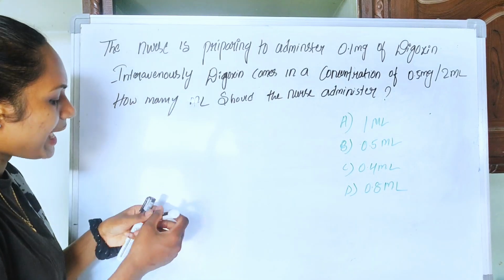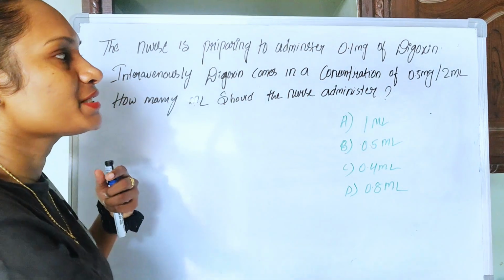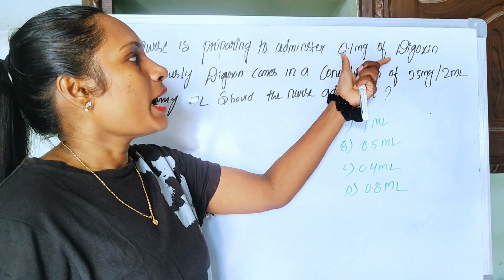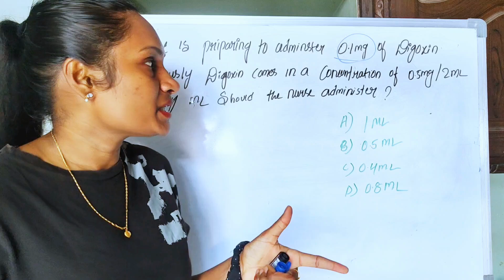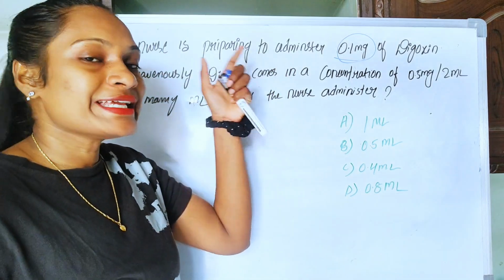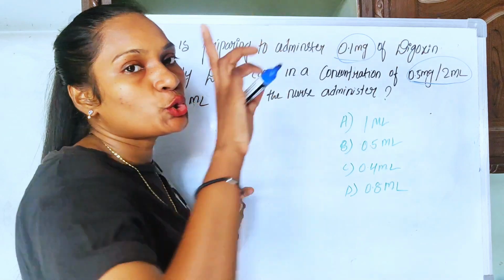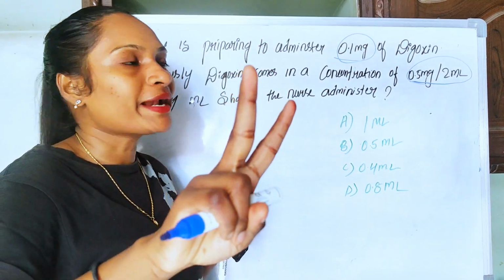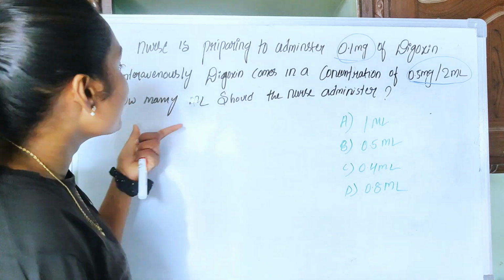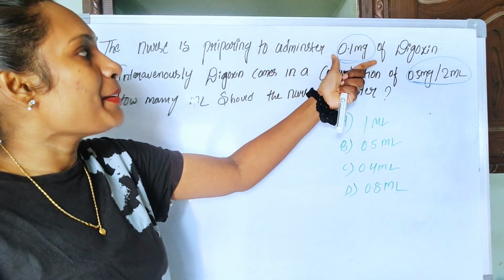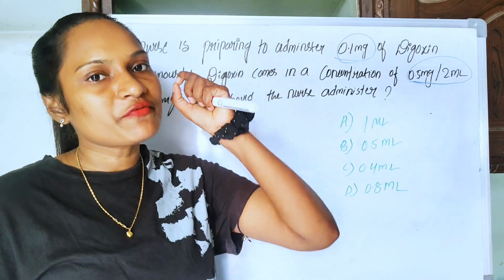So here the calculation question is, the nurse is going to administer digoxin. Actually the patient needs 0.1 mg, but digoxin is available as 0.5 mg in 2 ml. In 2 ml quantity, 0.5 mg is available. So how many ml should the nurse take to give 0.1 mg?